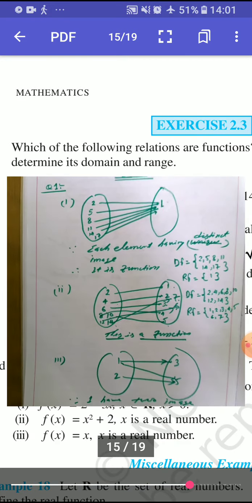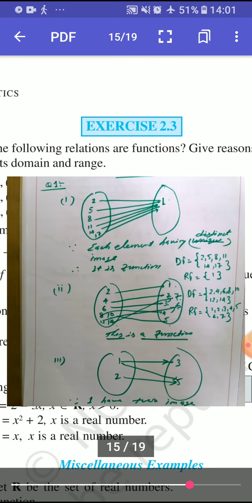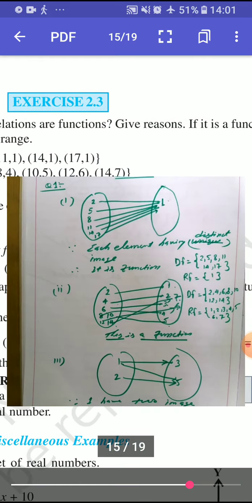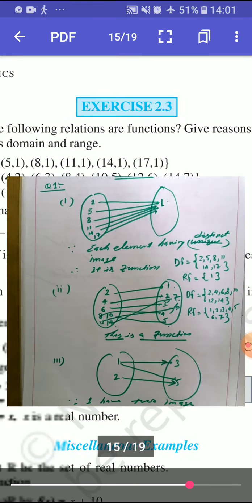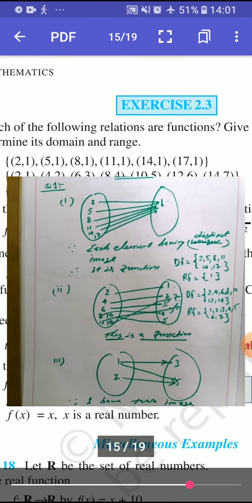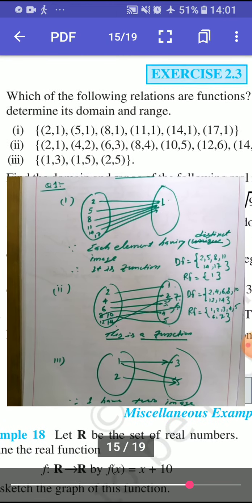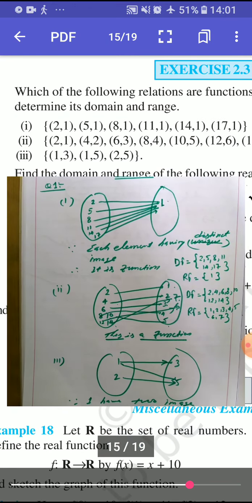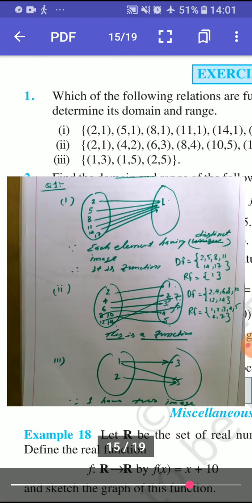Which of the following relations are functions? Give the reason if it is a function. Find its domain and range. We have three parts in question number one.